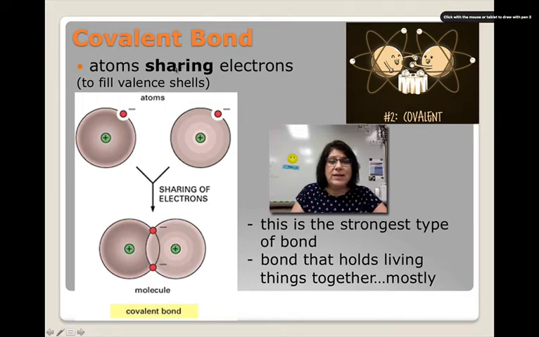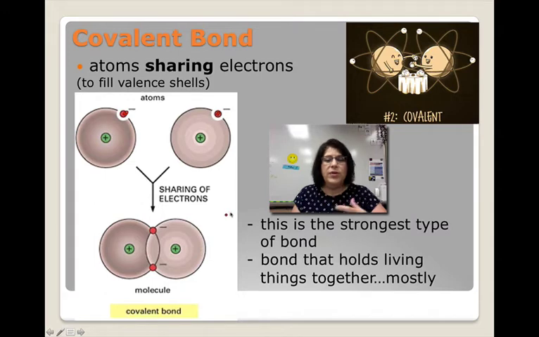Neither of the atoms has enough. They need some more, so they're going to share with each other. So here you can see this one has one, and this one has one. Each of them needs two. So what they're going to do is share. Now this one has two and this one has two. They're sharing those electrons. That is a nice overlapping strong bond called a covalent bond.